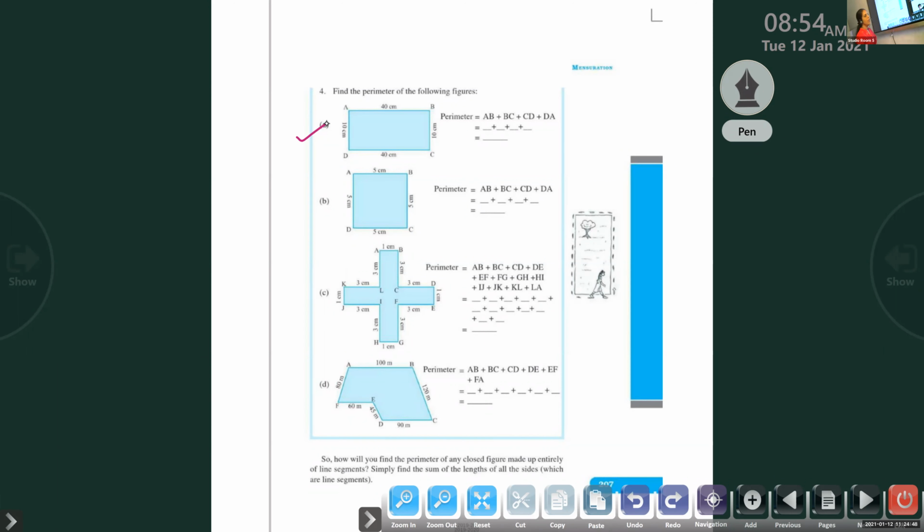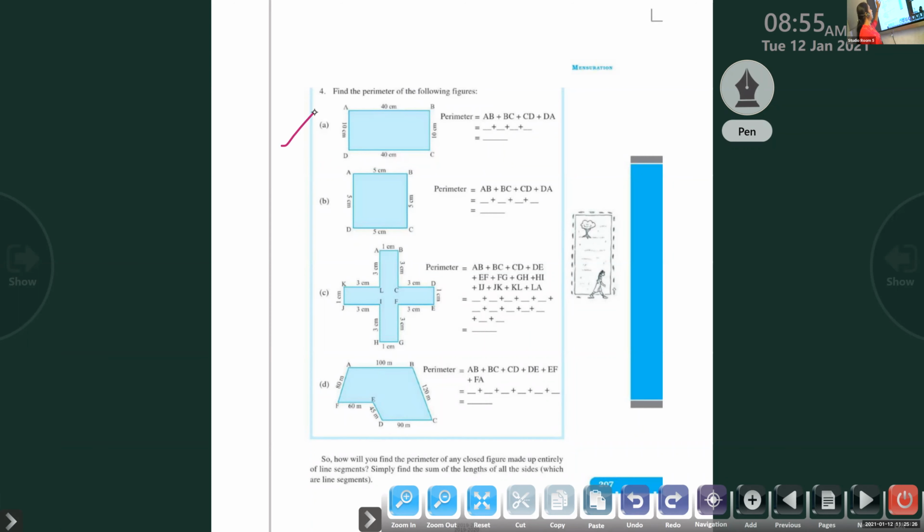What is the specialty of a rectangle? Opposite sides are equal. So even if there is only one side given, and here only 10 is given, you can find the other sides also. How? Because the opposite sides are equal, right? So the opposite of 40 is 40 itself, and the opposite of 10 is 10 itself. Clear? In this figure, it is all given properly. If it is not given, you have to find it using this.